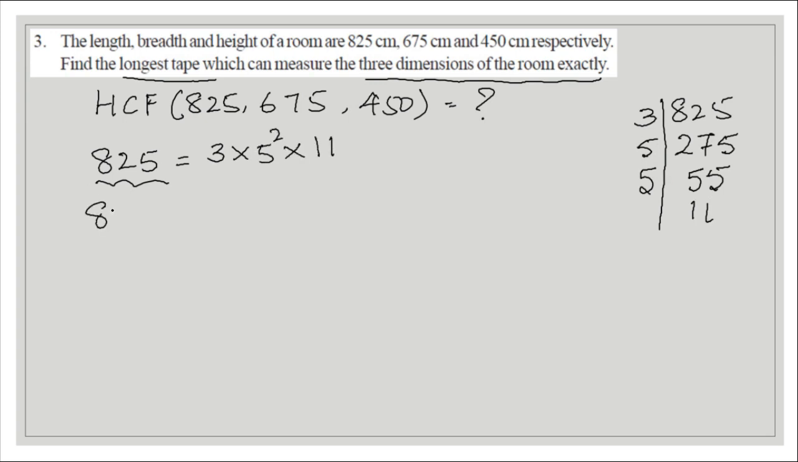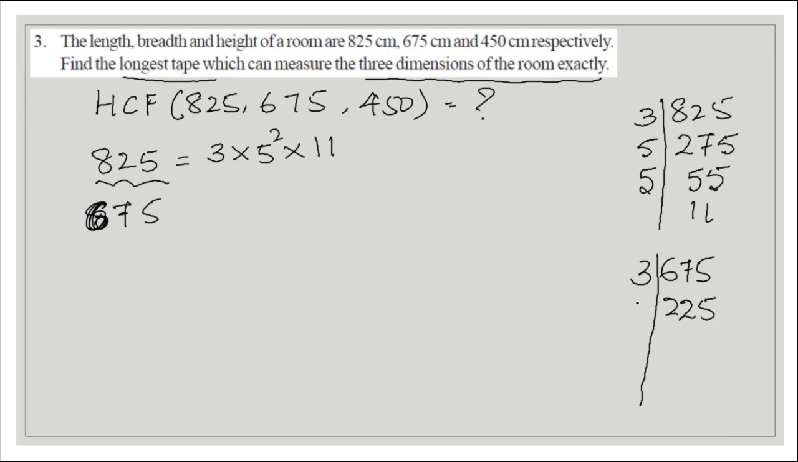Now let me find the prime factorization of 675. So let me do it here. 675, is it divisible by 3? 7 plus 5 is 12, 12 plus 6 is 18, so it's divisible by 3. 3 2s are 6, 3 2s are 6, 3 5s are 15.